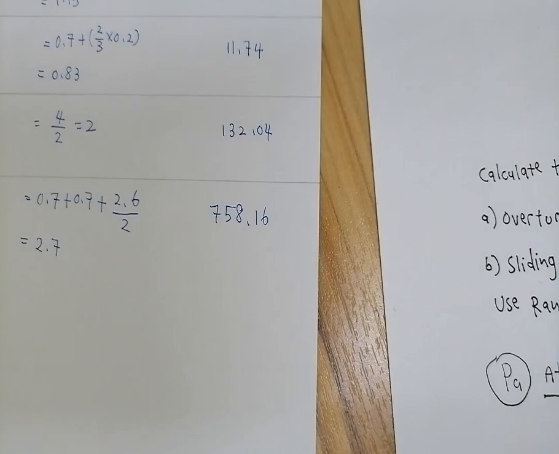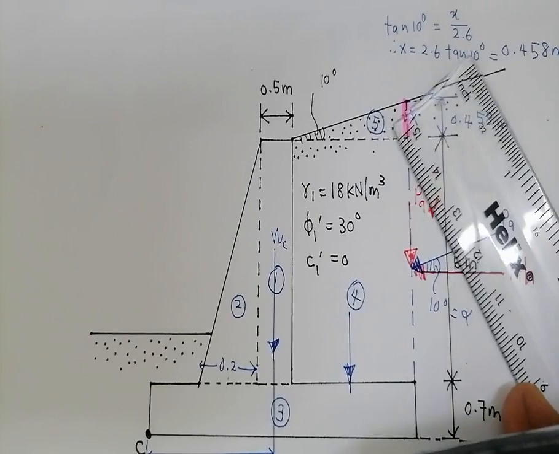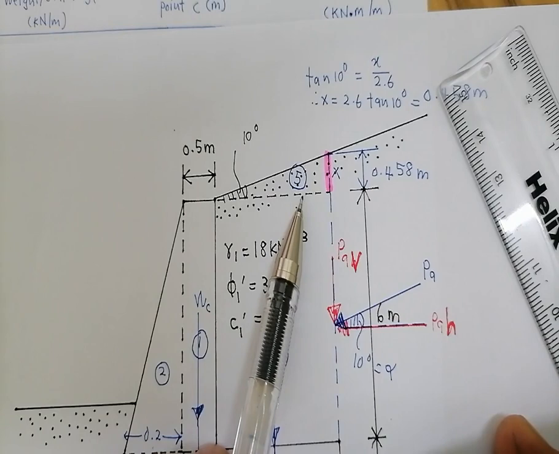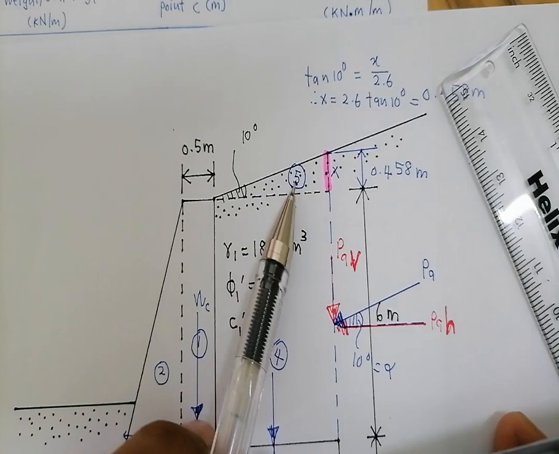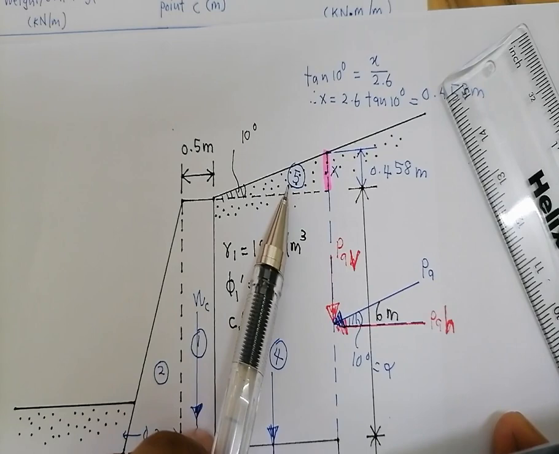Now you continue with section 5, the last section. And remember, to get the weight per unit length, you have to multiply by the unit weight of soil, because this is soil, not concrete. Okay, don't get confused. Alright, so you have to multiply by the unit weight of soil. Alright, so let's do this.